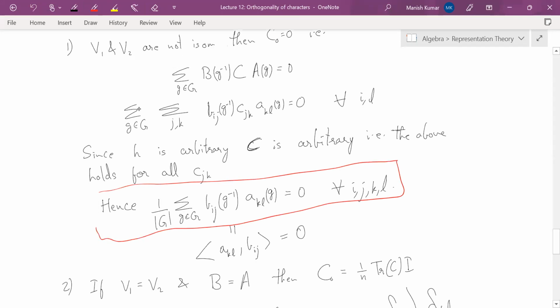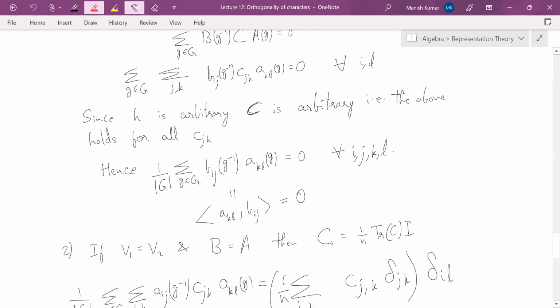But if you think in terms of functions from the group G to complex numbers, and look at it as this inner product, then this is A_kl, B_ij. A_kl is a function from G to C. It's a matrix entry of A, but it's also a function from G to C. So this is just that pairing.